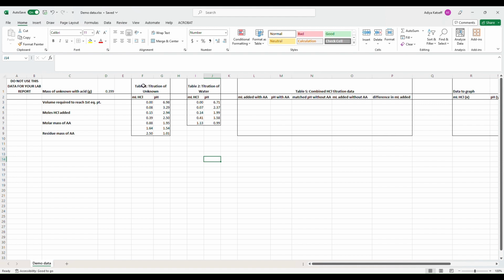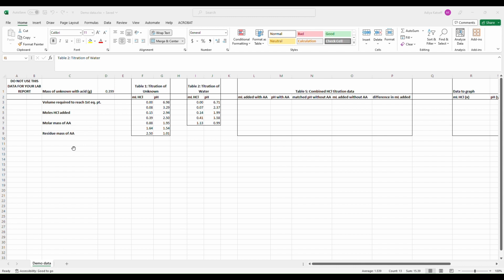So first I'm starting with your data from Table 1 and Table 2. Your titration of your unknown amino acid and your titration of water. And this is equivalent to what you would see just like we have in our procedure information.